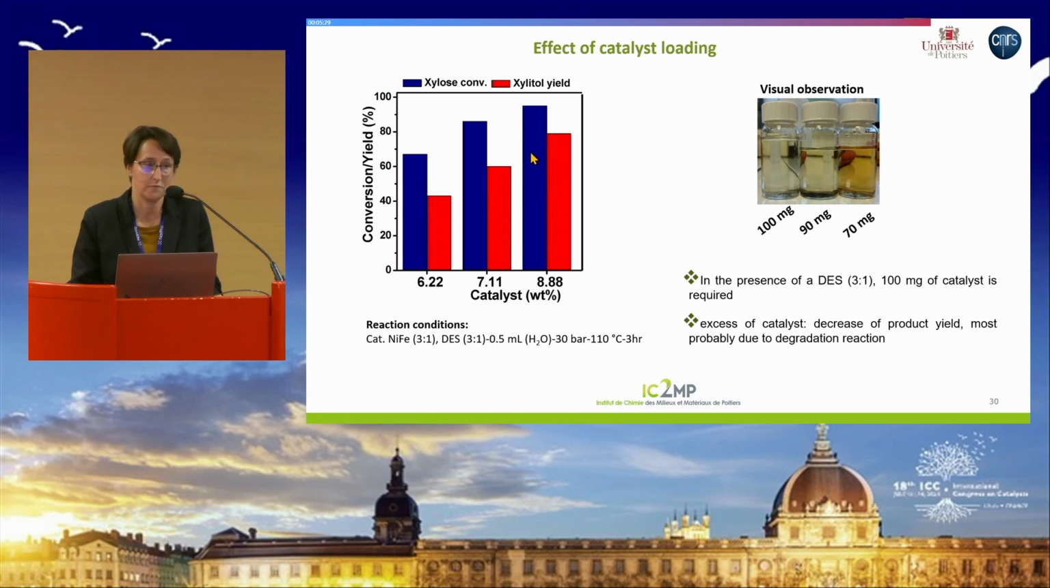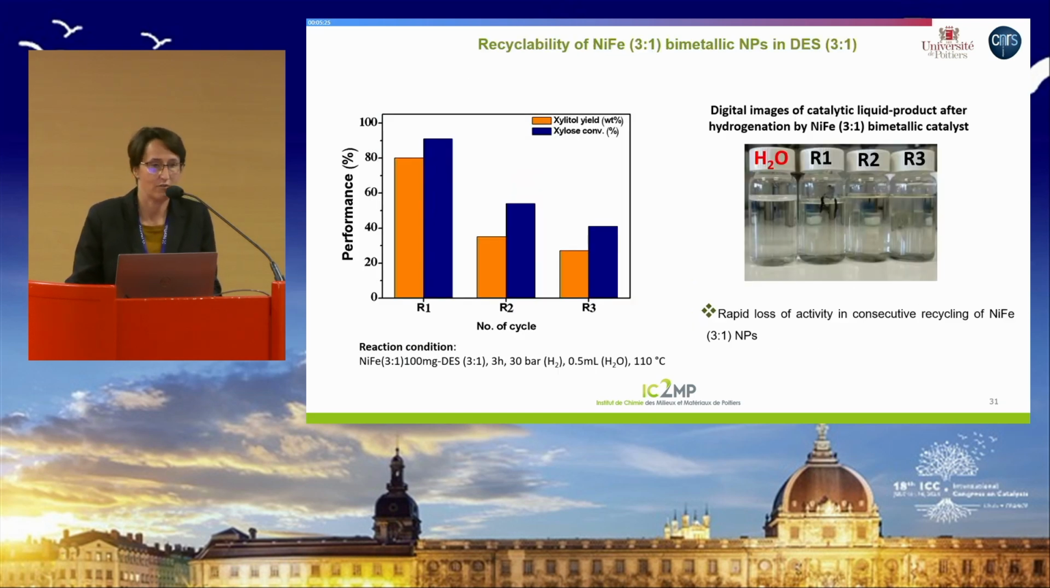But next, you will see the disappointing part of this work. We tried to do the recycling. And I will not comment on this graph. These are different cycles, up to 3, and you can see there is a sharp decrease of the xylitol yield and xylose conversion. But the solution was not quite clear. No degradation, because that's something that we were thinking about. What has happened? We have made some characterization of the catalyst, and not so much change on the nickel iron particles and so on. So that was not the case.